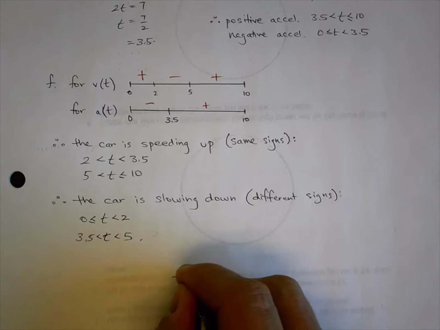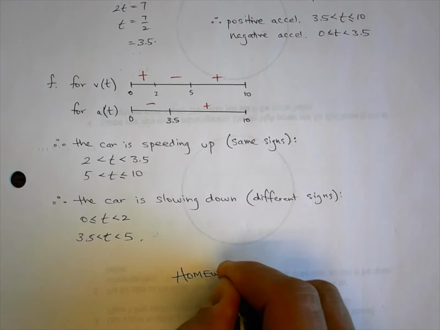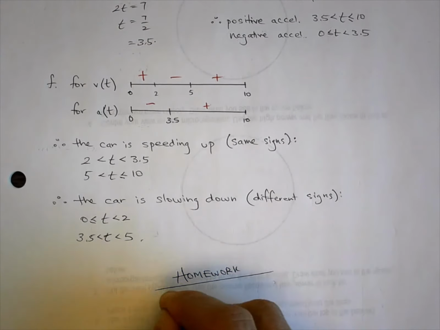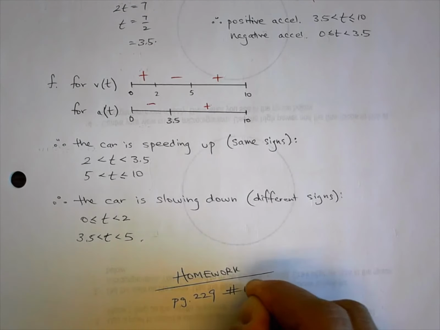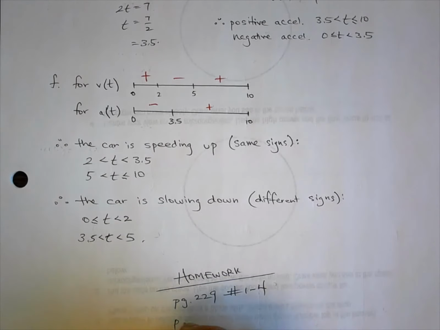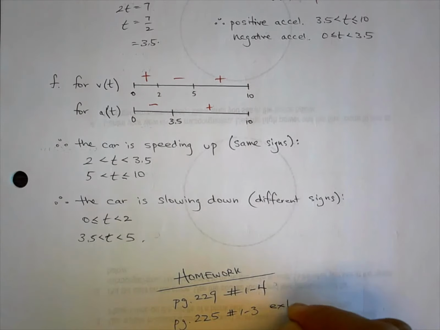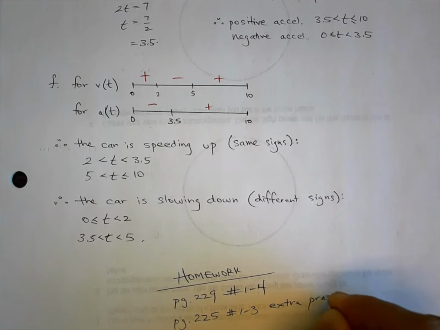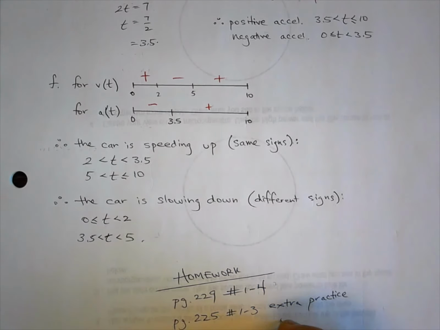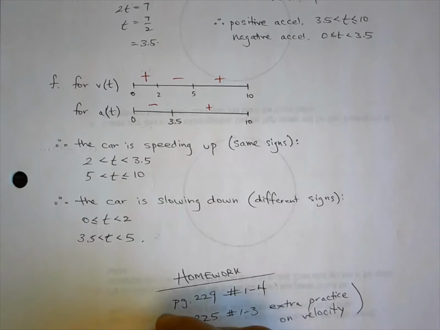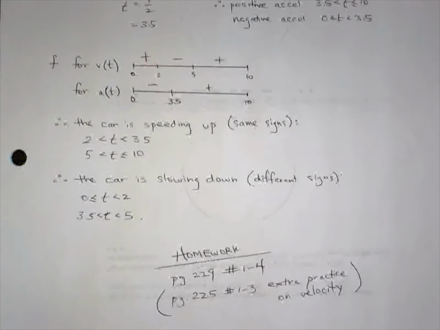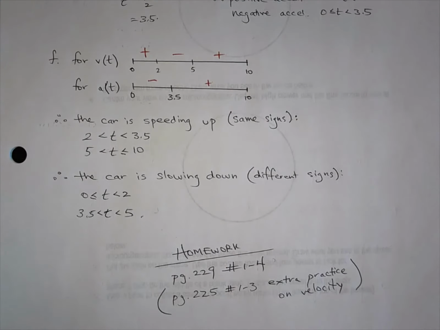So our homework for tonight is page 229, number 1 to 4. And I'll just write it here, but it's not necessary to do it. Page 225, number 1 to 3, which is extra practice on velocity. You don't necessarily have to do that, but if you want some extra practice.